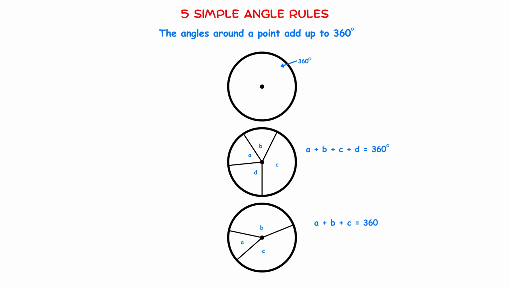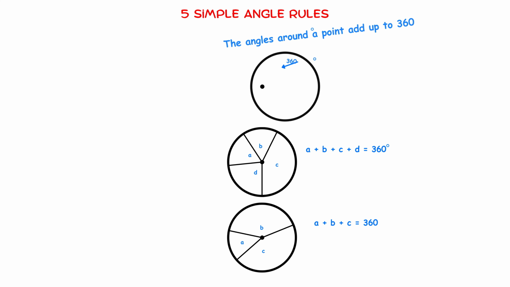The next rule is that the angles around a point add up to 360 degrees, and like with a straight line, it does not matter how many angles there are. So for this drawing, A plus B plus C plus D equals 360, but for this one here, A plus B plus C equals 360.